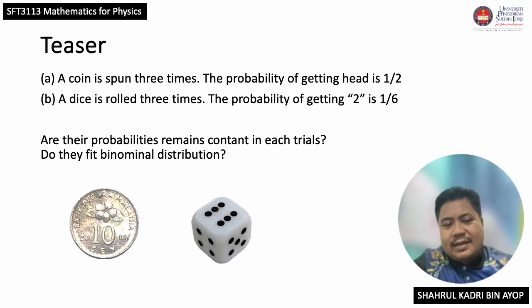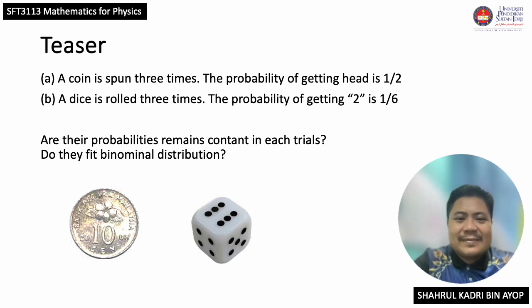So the question is whether their probabilities remain constant in each trial. For the coin, the probability of getting a head is half, and then we spin again, another half, and we spin again, another half. And for the dice, the probability of getting a 2 is 1/6, and then we roll it again and get 1/6 for getting a 2, and another 1/6 probability of getting a 2. So do they fit binomial distributions? Let us start.